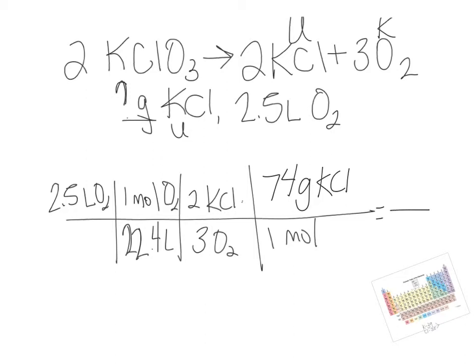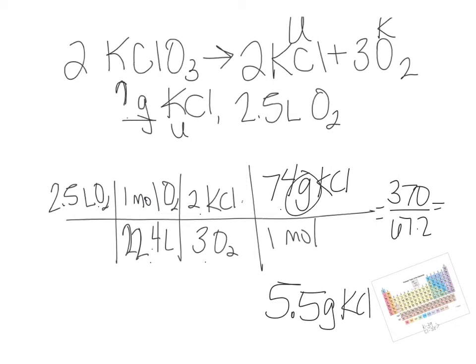Multiply across, multiply on the bottom, and then divide. 2.5 times 2 times 74, I get 370, divided by 22.4 times 3, that gives me 67.2. When I divide those, I get 5.5, and I'm ending up with grams of KCl. So double check: liters of O2 cancel, moles of O2 cancel, moles of KCl cancel, and I'm left with my grams. So that is mixed problems of stoichiometry.